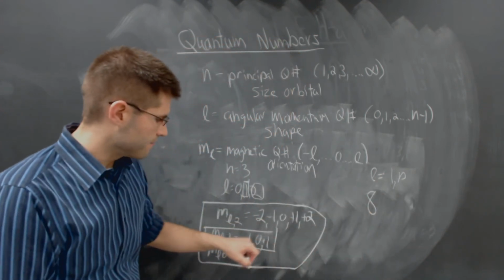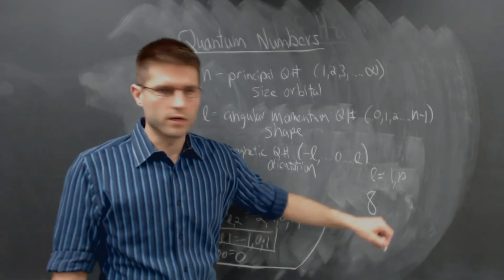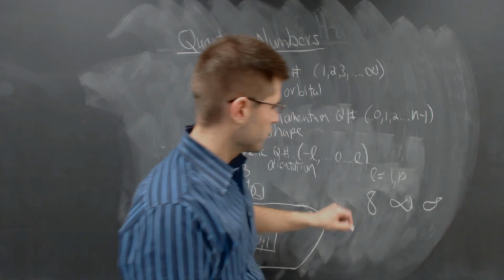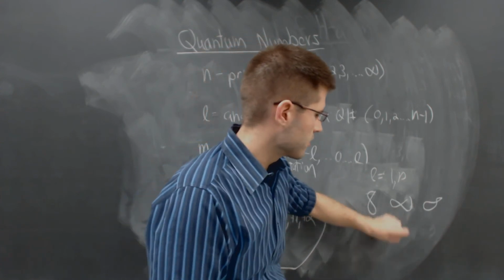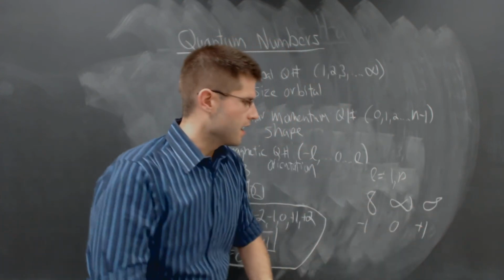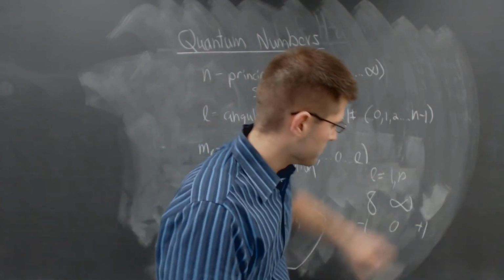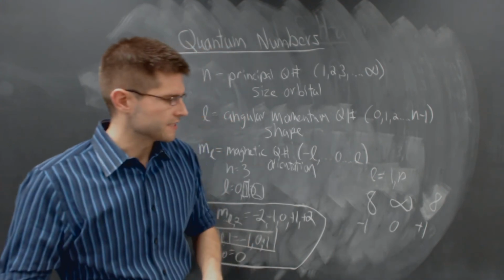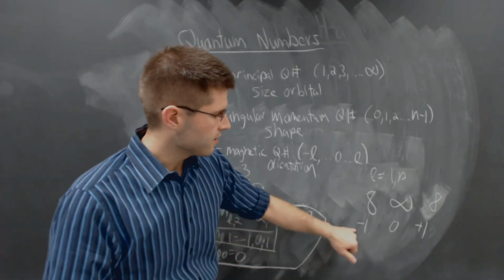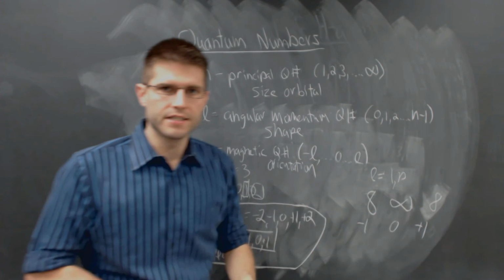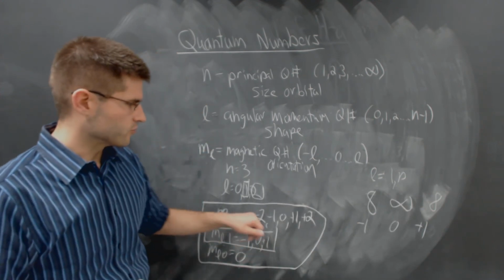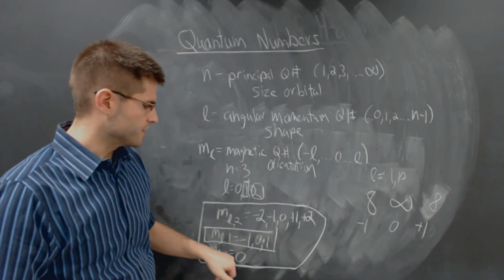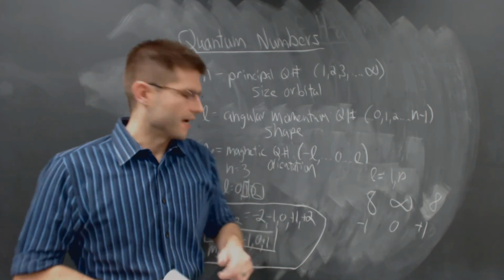Now, each of these m sub L's is assigned a different orientation in three-dimensional space. So we have -1, 0, +1. This last one's supposed to be a little bit bent, so it's in between, like that. So it's bent over on this side a little bit. But each of the m sub L's is related to a different orientation in space. So if we look at L equals 2, we're going to have 5 different orientations of the d orbital. L equals 0, we're going to have 1 orientation of that.